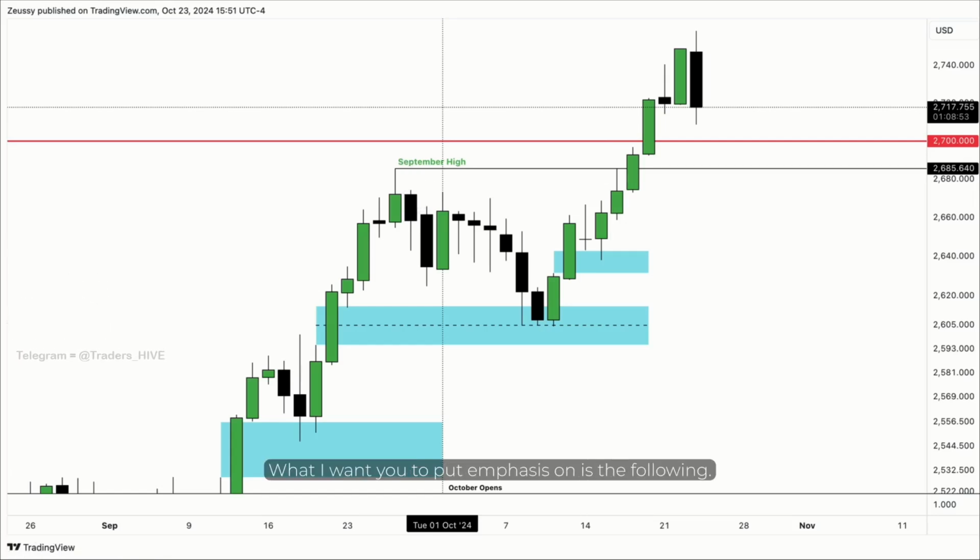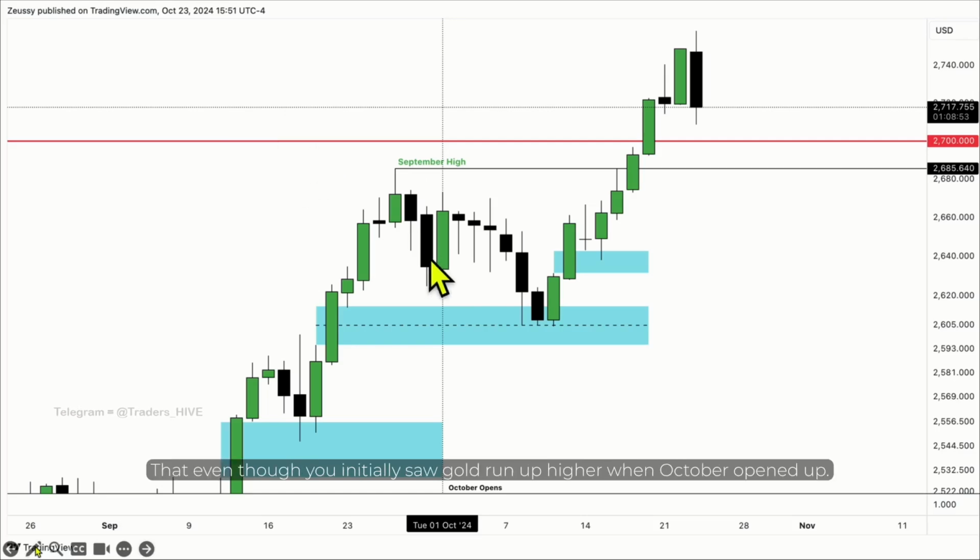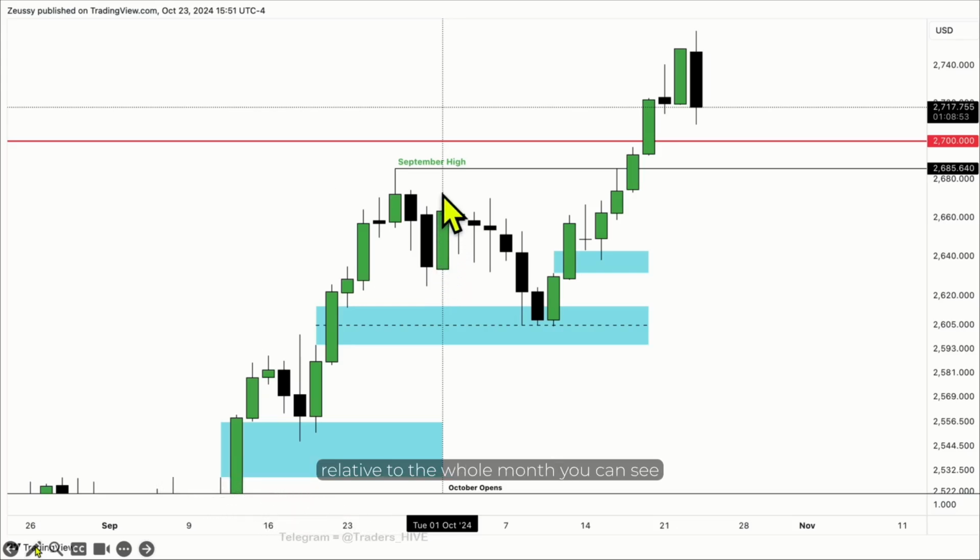What I want you to put emphasis on is the following. Even though you initially saw gold run up higher when October opened up, relative to the whole month, you can see that we dropped below that monthly open, formed a low here, and then began to expand towards the upside. That right there is crucial to understand, because what matters is that we drop below the open into a higher time frame key level.